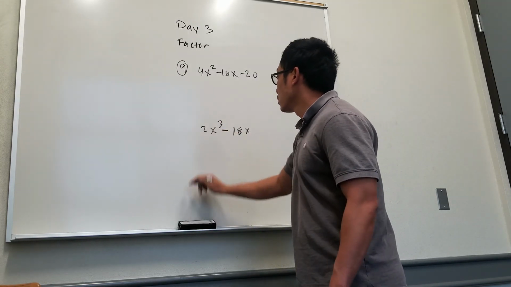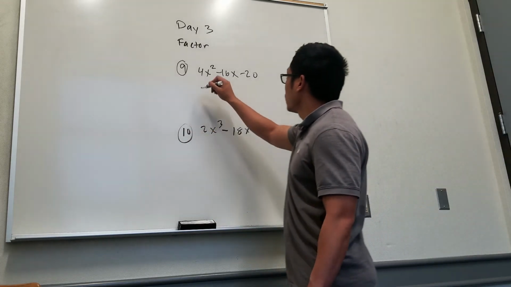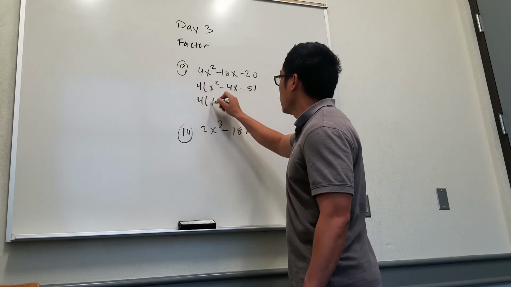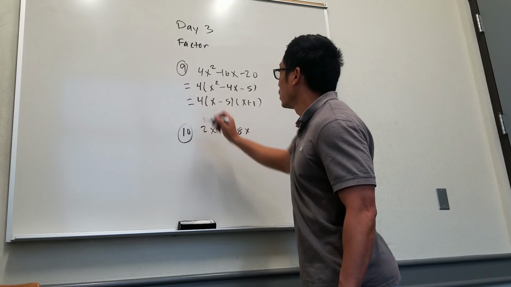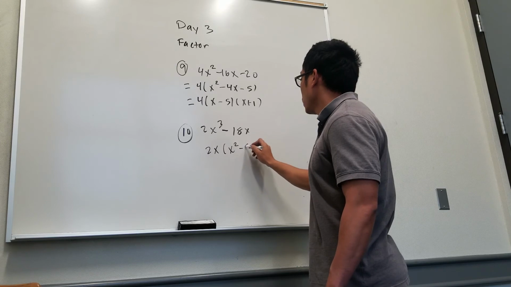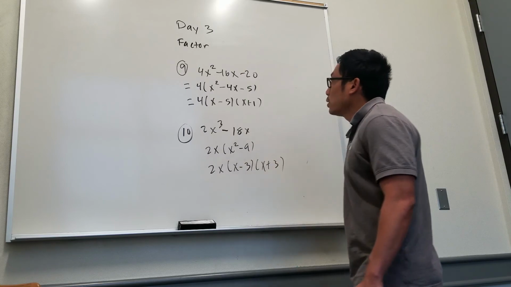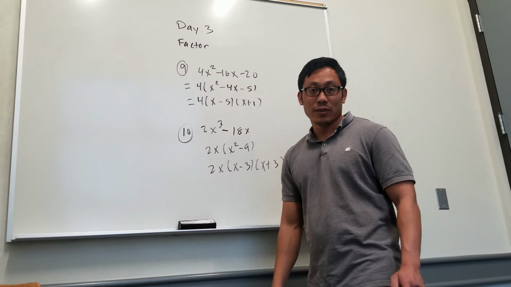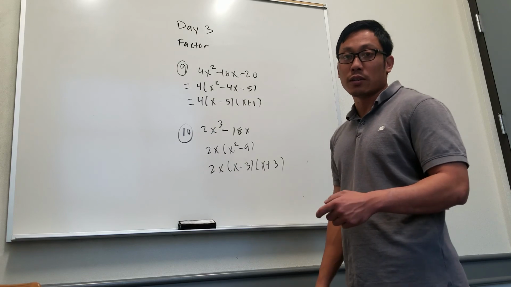Pause the video. Okay, so here I factor out what, 4. Then what's left? x squared minus 4x minus 5. And this one you could factor. You have x minus 5, x plus 1, right? Okay. And this one, I factor out what, 2x, this is the GCF. You have x squared minus 9. And I can still keep factoring. This is x minus 3, x plus 3. There you go. How many people got all of them correct? If you didn't, just go back to the video, try to understand why. It's just applying the formula, and try to understand why.